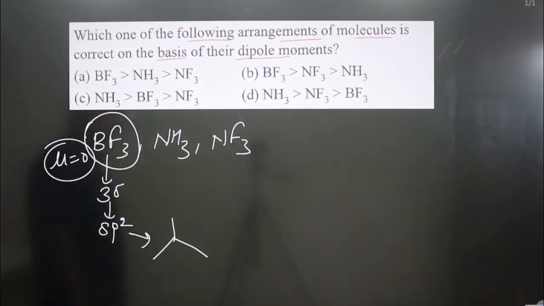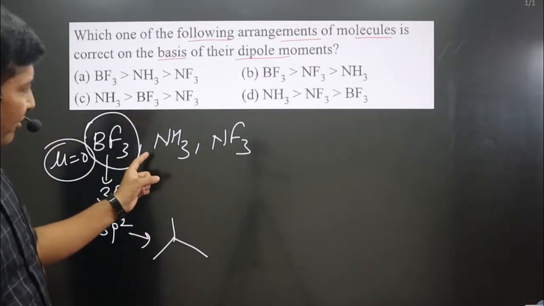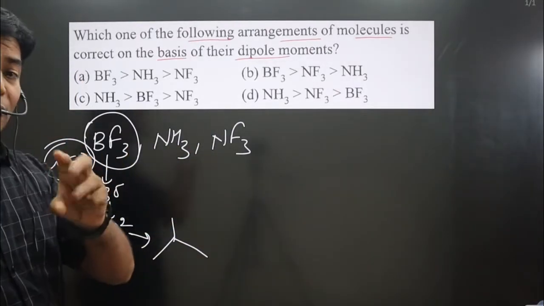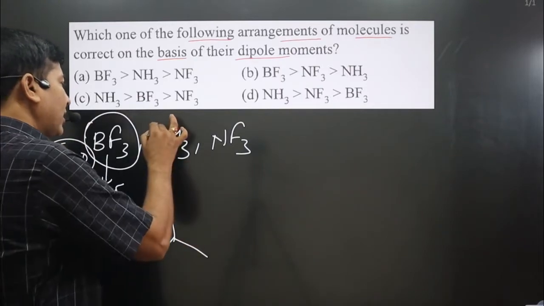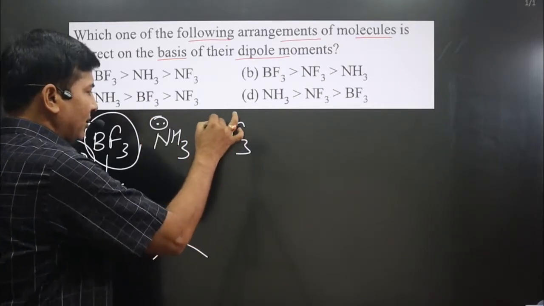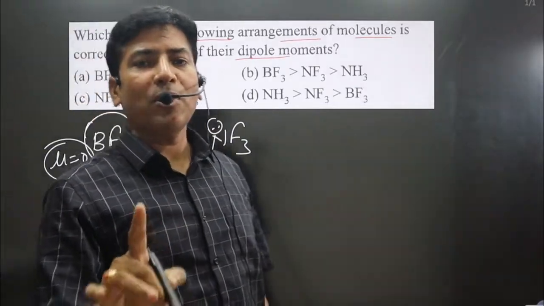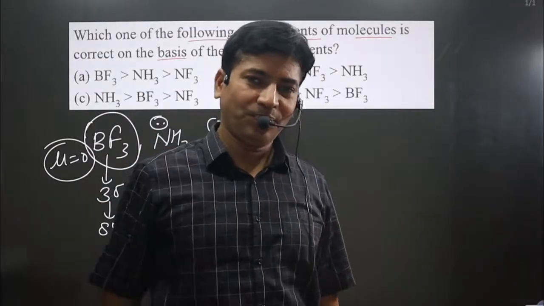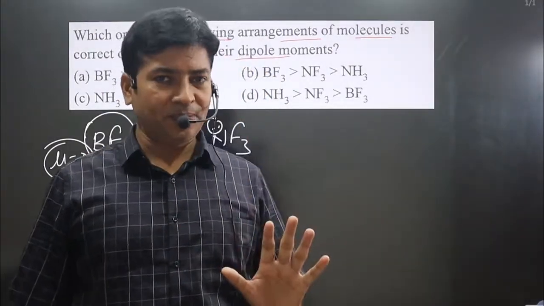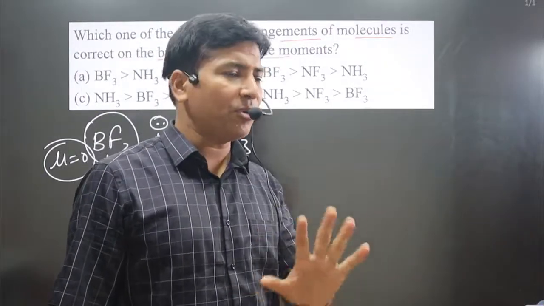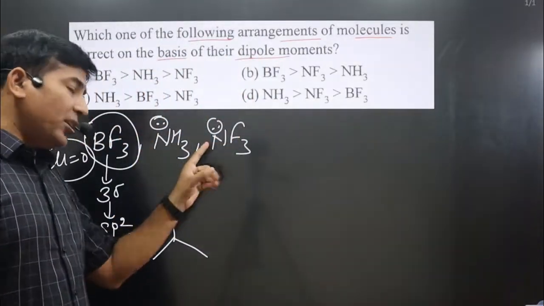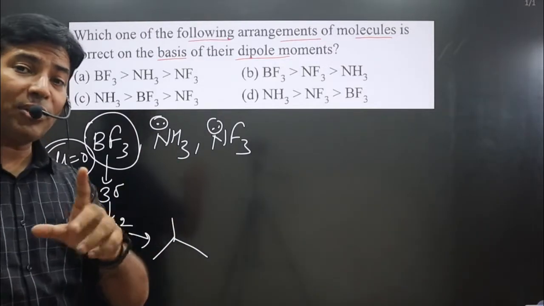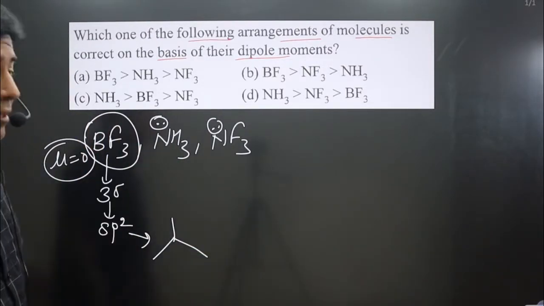Good. Next point. If we go for these other compounds, you can see nitrogen is the central element, and in each case nitrogen is forming 3 bonds, meaning in each case nitrogen has 1 lone pair. And always keep in mind, in a molecular compound if the central element has a lone pair, the dipole moment will not be 0. Polarity will be there. But nitrogen is the same, and the number of lone pairs is also the same. So from the central element we cannot determine the dipole moment.